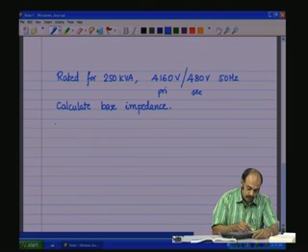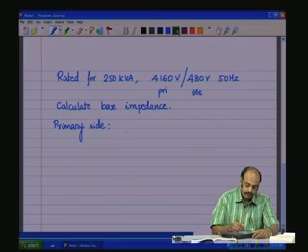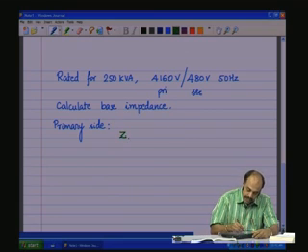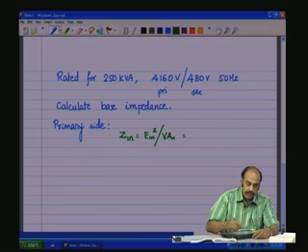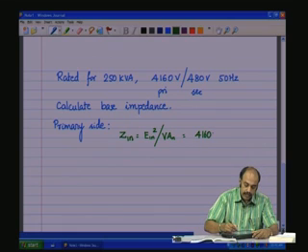Now, first let us take the primary side. On the primary side, the base impedance is E1n square by VAN, which is 4160, the rating of the primary, square, divided by 250 into 1000 VA, which is 69 ohms.